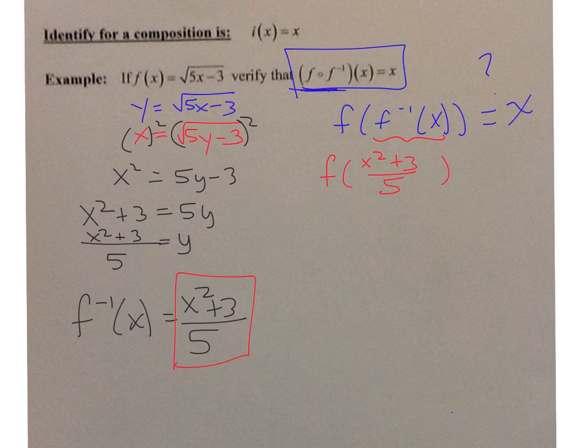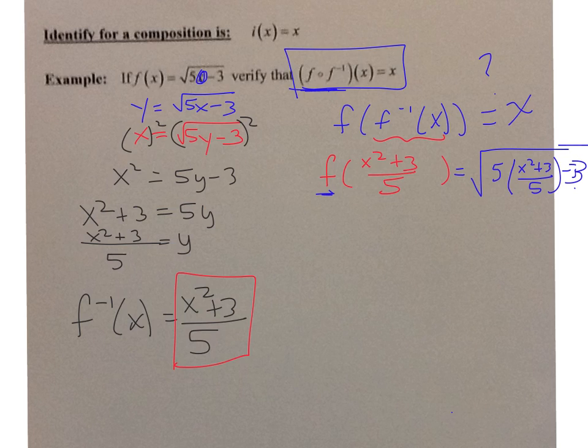So now wherever I see an x for f, I'm going to go to my f function. Wherever I see an x, I'm going to plug in x squared plus 3 all over 5. So I have the square root of 5 times x squared plus 3 over 5 minus 3. And I don't need that last parentheses there. Just make sure that your radical goes over the whole thing.